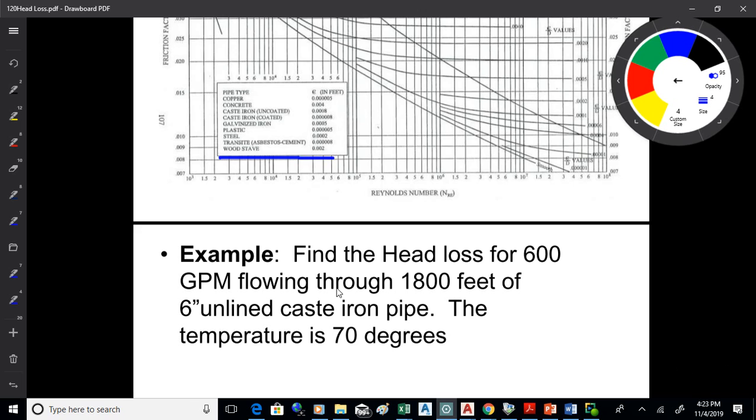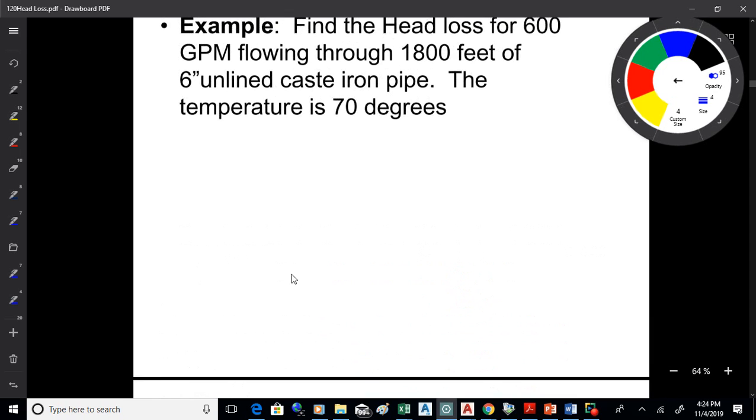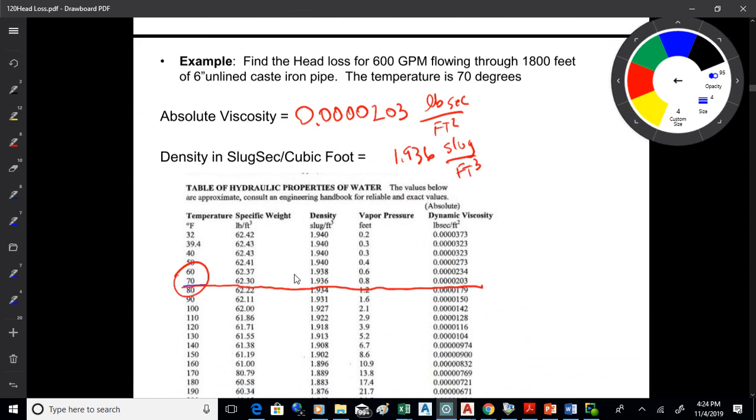So let's find the head loss for 600 gallons per minute flowing through 800 feet of 6-inch unlined cast iron pipe. The temperature is 70 degrees. So first thing we want to do here is find the Reynolds number. To do that, you go to page 58 and look at the chart there. We have 70 degrees. Now, I think there is a typo in your book. It says 60 degrees. Let's use 70 instead, okay? So on page 121 at the top, it says the temperature is 60 degrees. Let's change it to 70, okay?